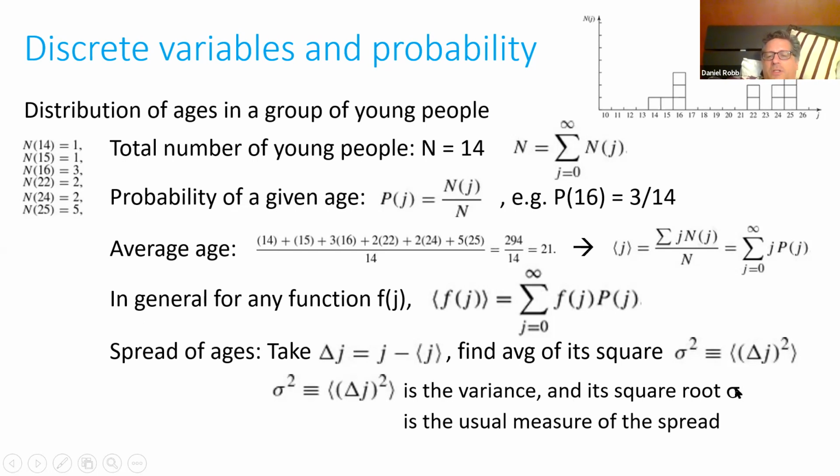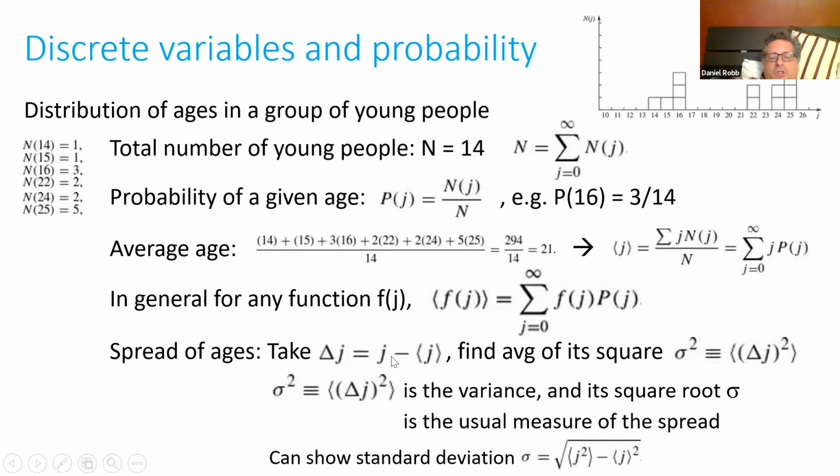And its square root, sigma, is our usual measure of the spread, because sigma squared would have units of age squared in this case, or distance squared if we were looking at distance. And we want our spread to be in age, or in the case of position, distance. So we take the square root of sigma squared to get the usual measure of the spread. And the term for that is the standard deviation. We can certainly calculate sigma using this formula, the square root of the average of delta j squared, where delta j is this formula here.